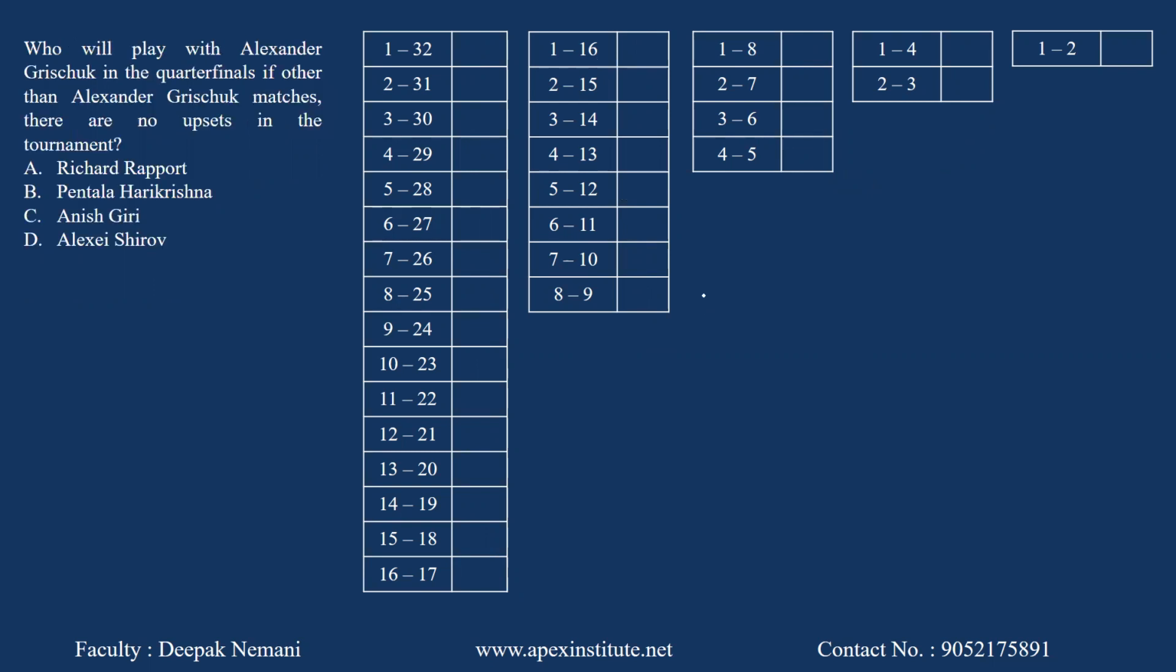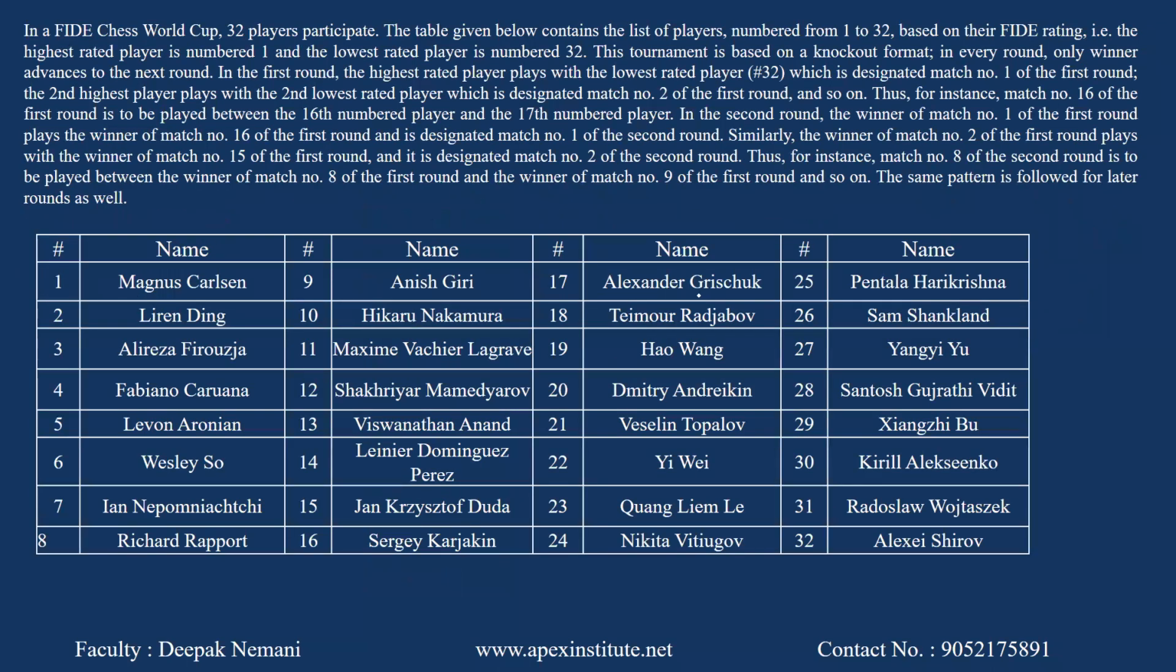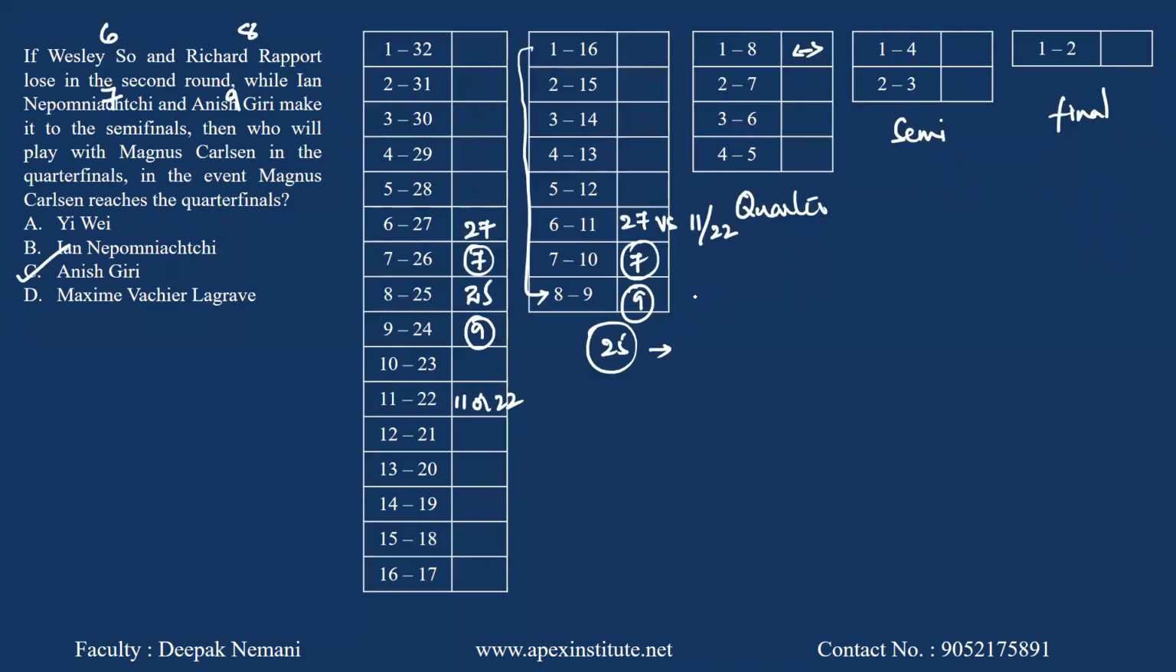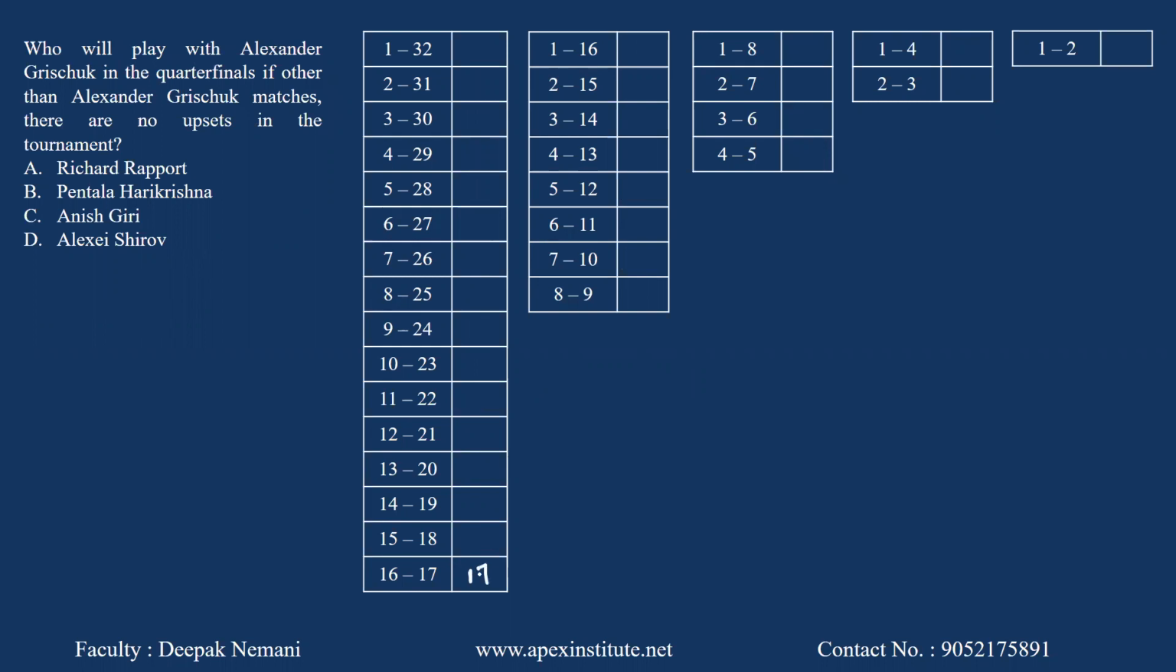Now who will play with Alexander in the quarterfinals if, other than Alexander's matches, there are no upsets in the tournament? So Alexander's rank is 17. So other than this, you do not have any upsets in the tournament. You need not write this down to solve these questions. So between 1 and 16, 17 will be winning this game.